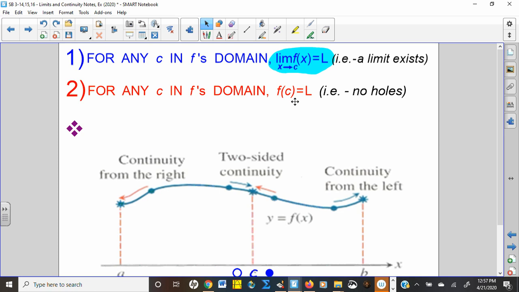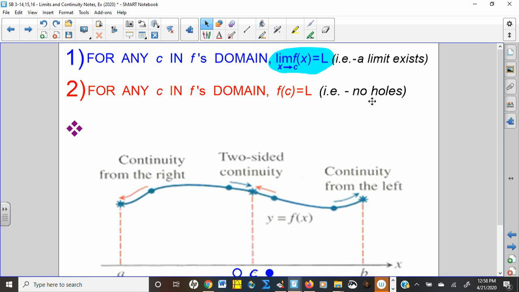It means it's equal to the function's actual y value at that point. First of all, it means it's defined, so it's not just a hole with nothing there. There's a point somewhere where we have a y value for that C value. But more importantly, that y value is exactly the same point that your graph was approaching. The y value is equal to the limit, is what we're saying.